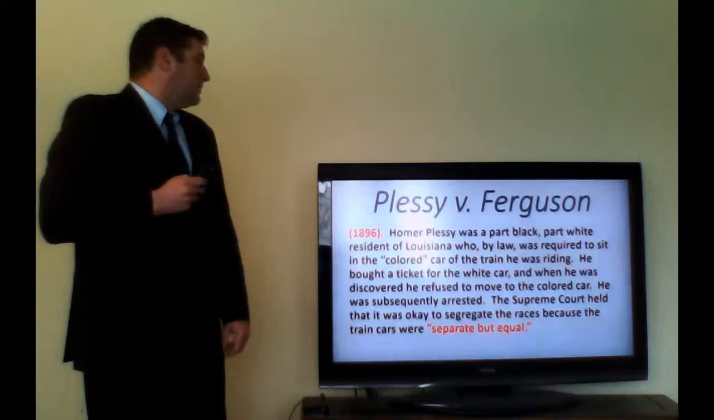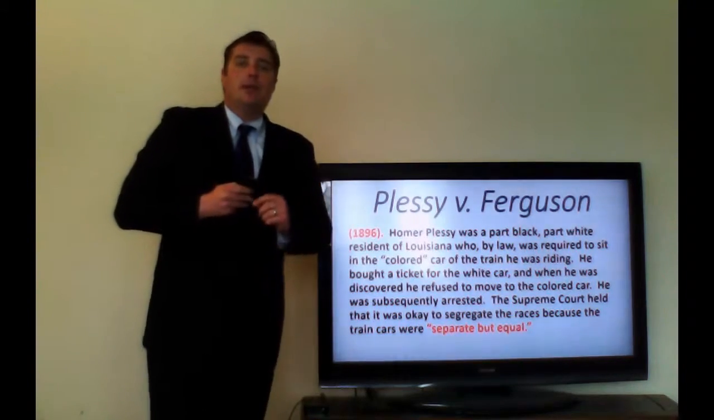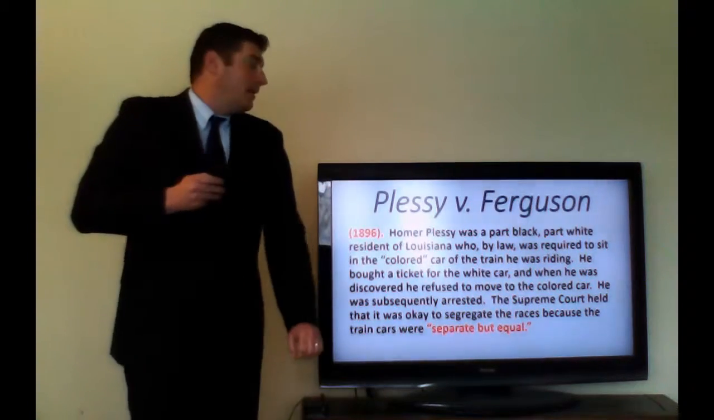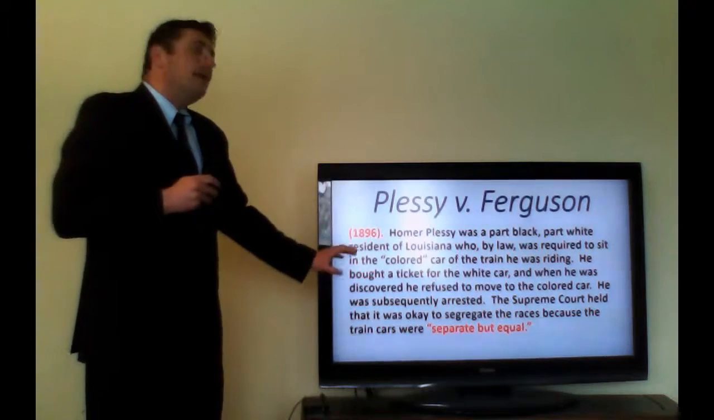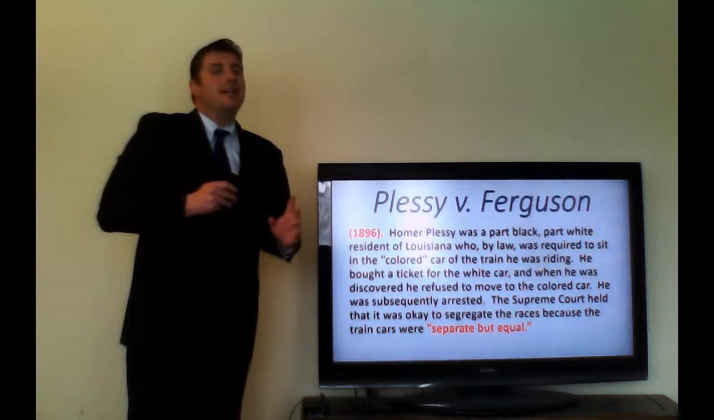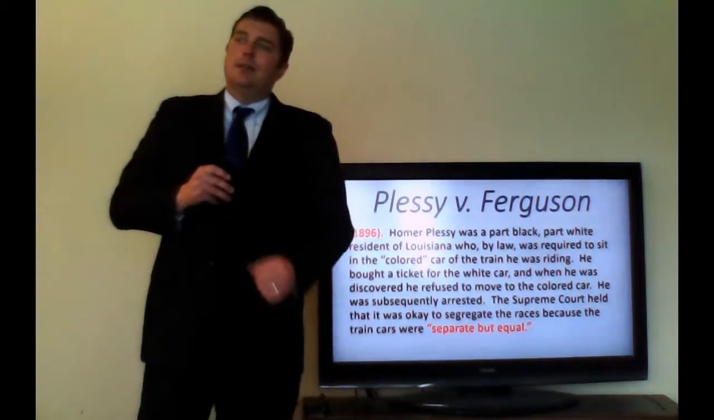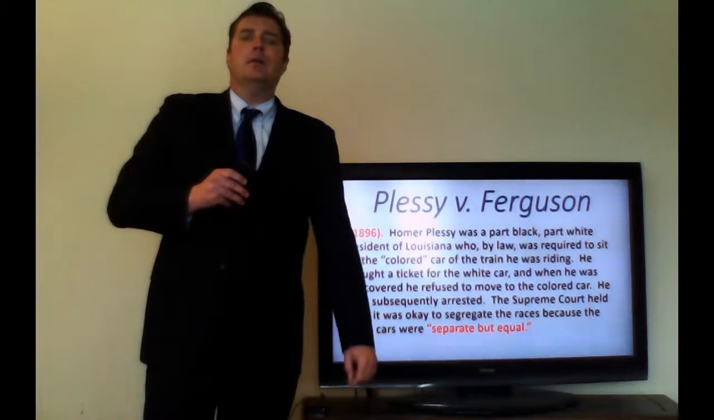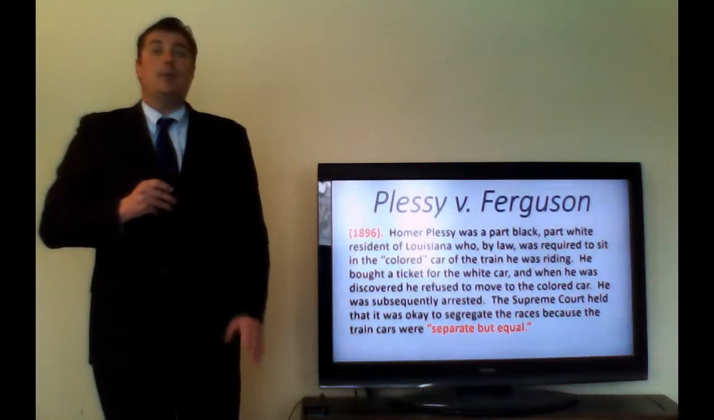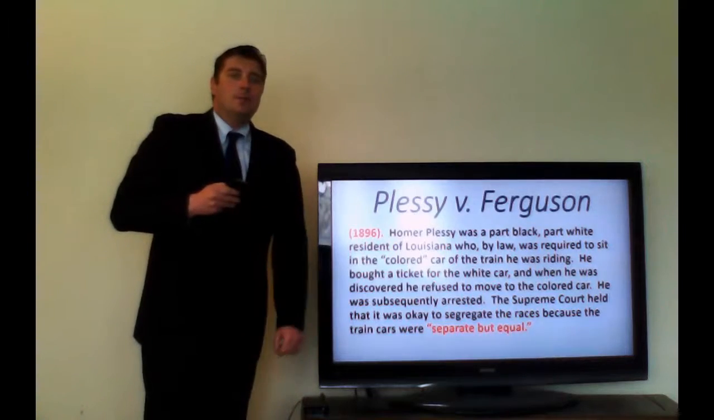In 1896, you have Homer Plessy, who, as a part black and part white man in Louisiana, was by law considered to be quote-unquote colored, and as a result was required to sit in the colored car of the train which he was riding. He decided he didn't want to do that. So he buys a ticket, sits down in a seat in the much more comfortable white car, and is discovered by the conductor, told to get up, and when he doesn't, he's arrested. And he takes his case all the way up to the Supreme Court.